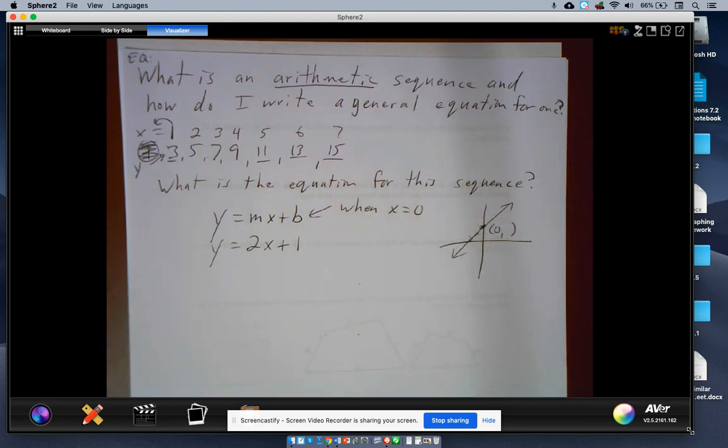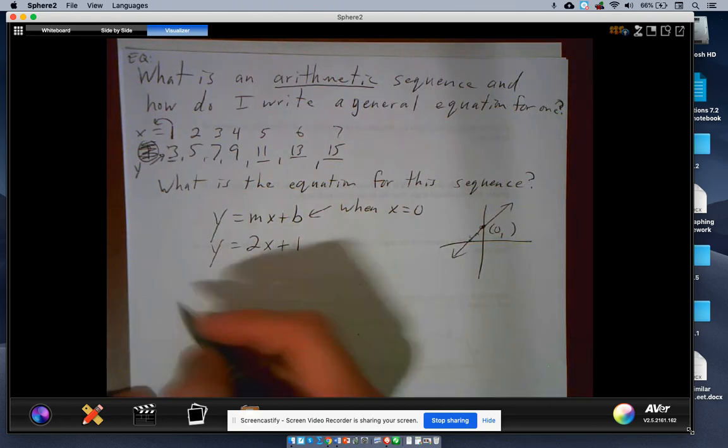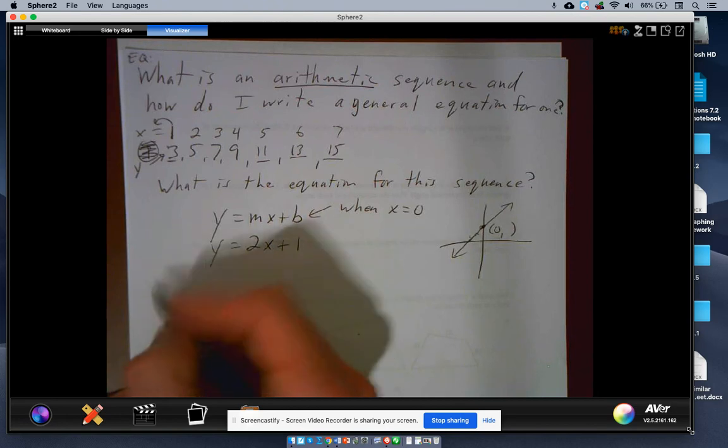So that's your process for finding the equation for the sequence. Let's try another one and follow the same process. This is problem number 2.